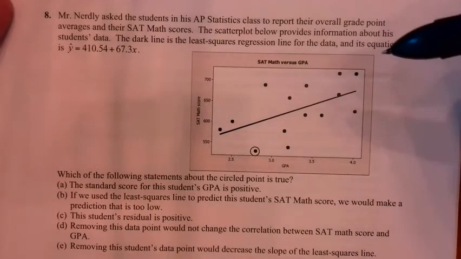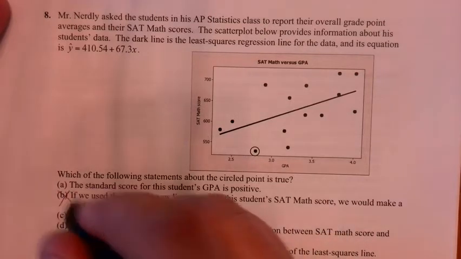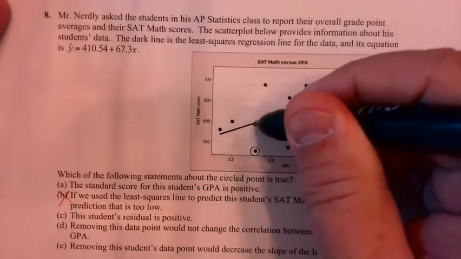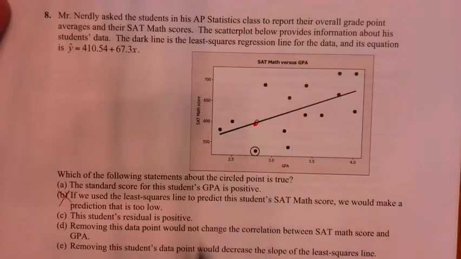The standard score for this GPA is, okay. The standard score for this GPA, let me come back to that one. If we use least squares regression line to predict, we would make a prediction that's too low. No, now that's not true, because the prediction would be up here, and our prediction would be too high.